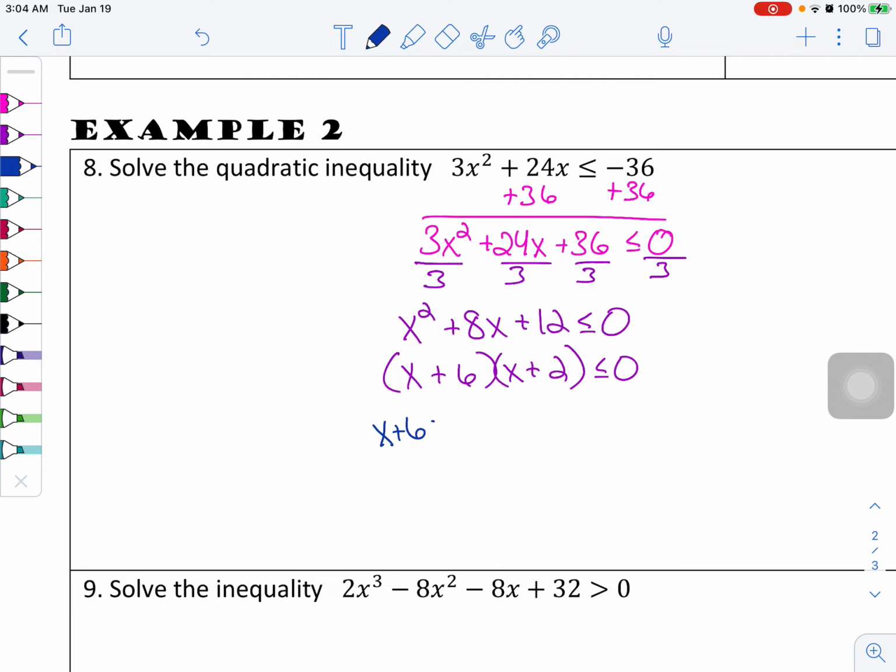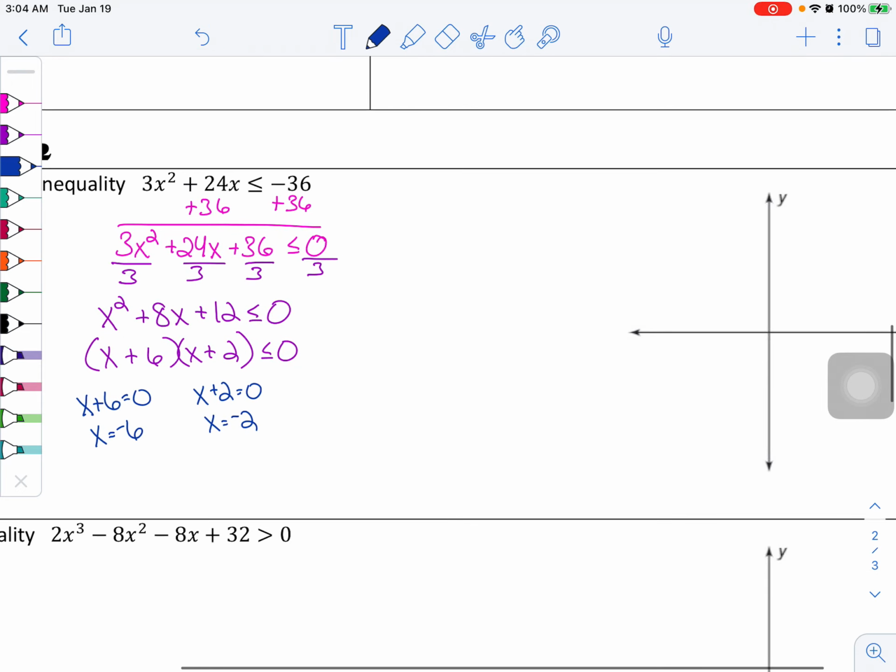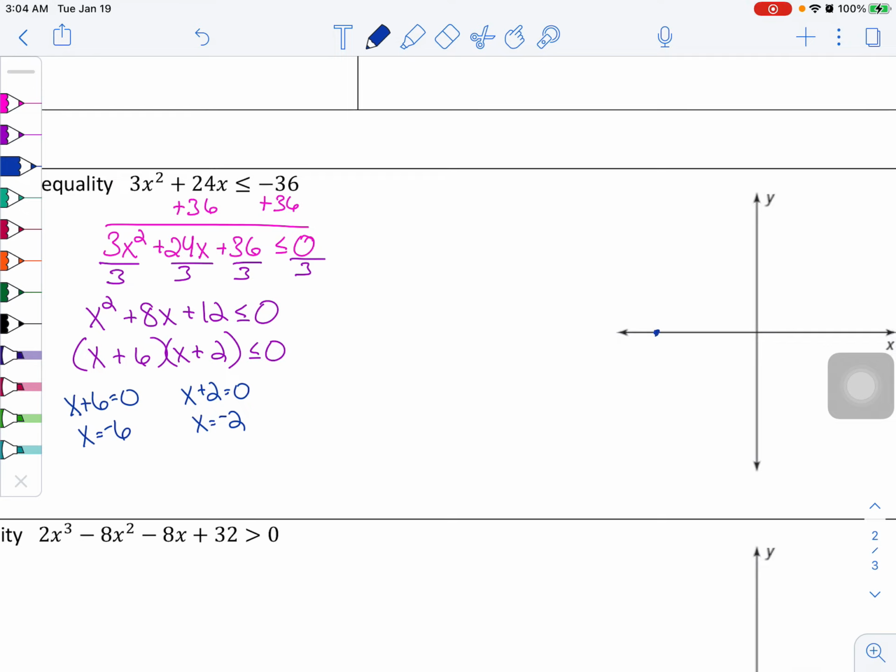From my factors, I am going to find my zeros. So take each factor, set it equal to 0. We're going to get x is equal to -6 and -2. Now I'm going to take those two zeros, graph them, so -6, -2. And this particular polynomial had a positive a value. So this is going to be a concave up parabola. And it's okay that it doesn't look perfect. Like if I look at that and go, has some issues, that's okay.